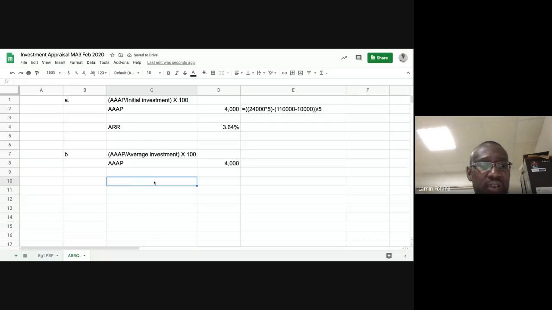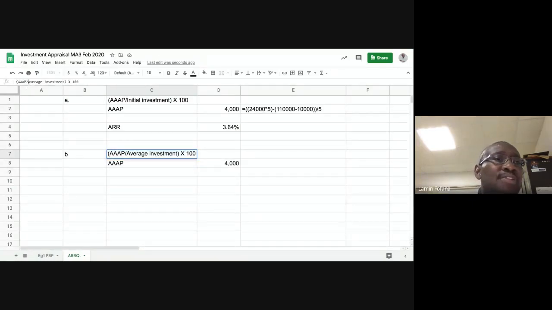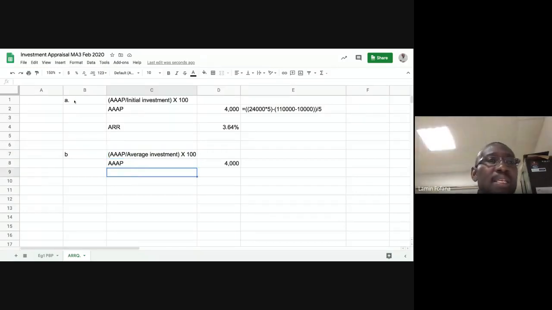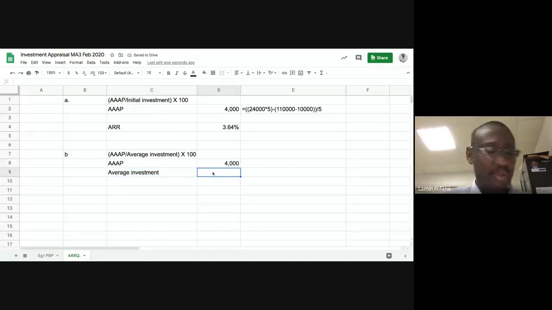Then now we have to calculate our, before going to our ARR, let's do our average investment. So I'm going to copy this from here. I don't have to do typing. Once it's already there, you can copy part of it. Then I come here, I paste. So that's my average investment. So how can I calculate my average investment? Please give me the formula. That's the last one we are doing.